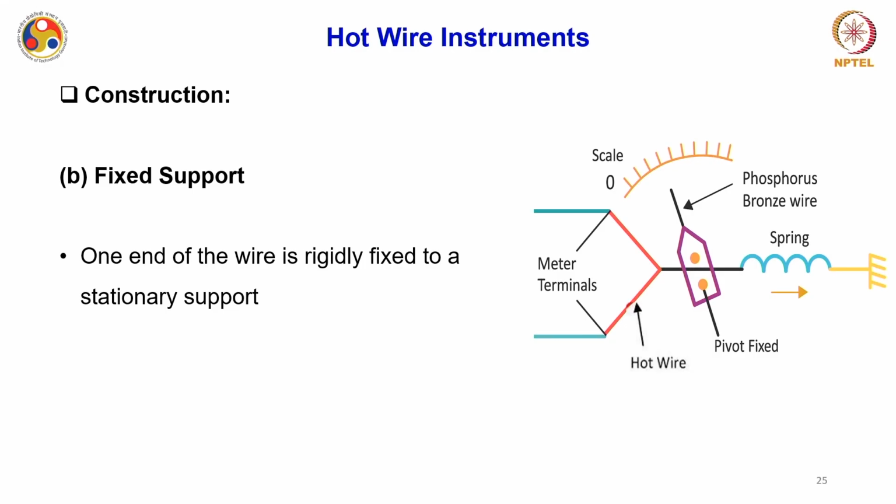So, therefore, this platinum iridium alloy is mostly preferred for this hot wire kind of instrument. The second important constructional part of this hot wire instrument is the fixed support, which is basically used for putting this wire at a rigidly fixed position, to provide a stationary support, so that this one end is not moving at all.